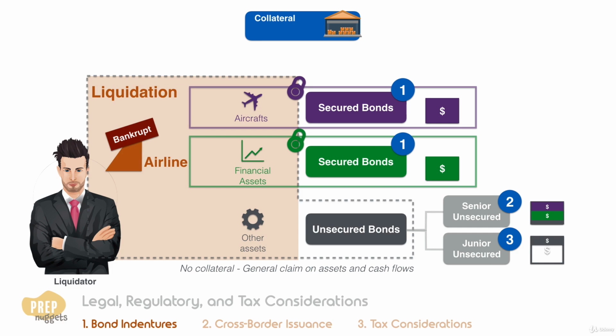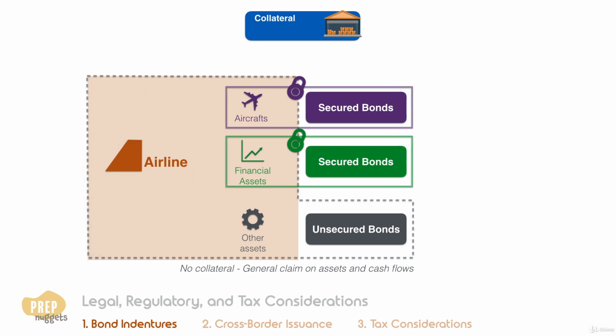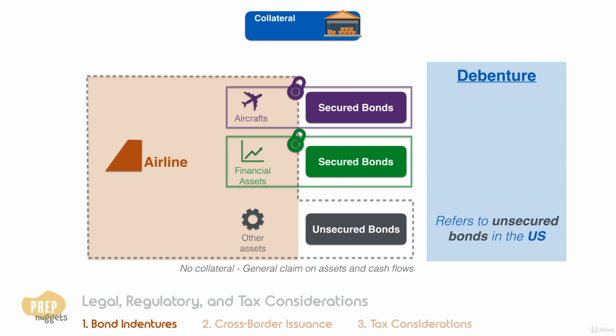You may sometimes come across this term, debenture. Do be aware that the term is interpreted differently in different countries. For example, debentures refers to unsecured debt in the United States. In the UK, however, it refers to secured bonds. It is important for potential investors to review the indenture to determine whether a debenture is secured or unsecured.